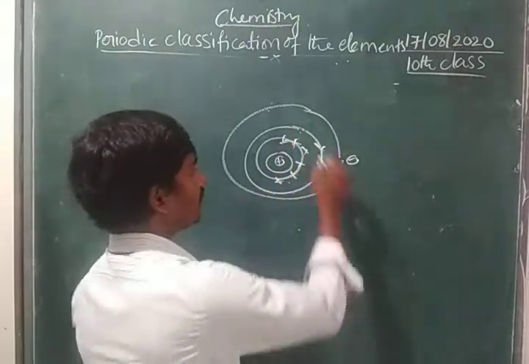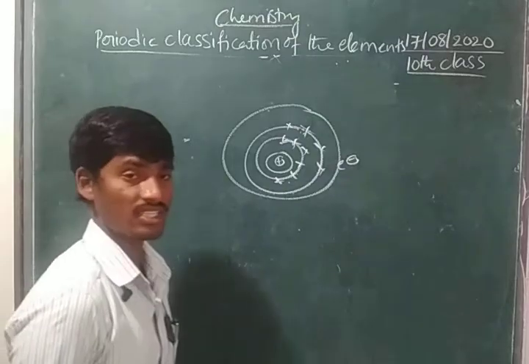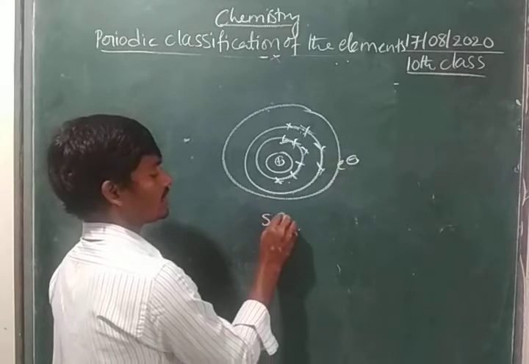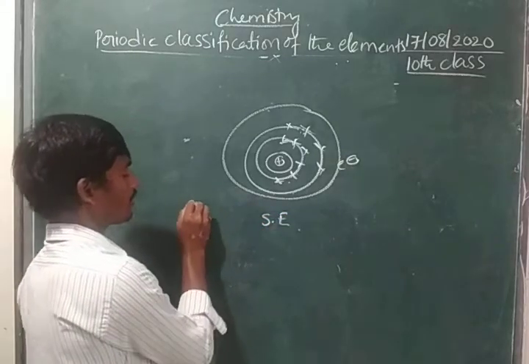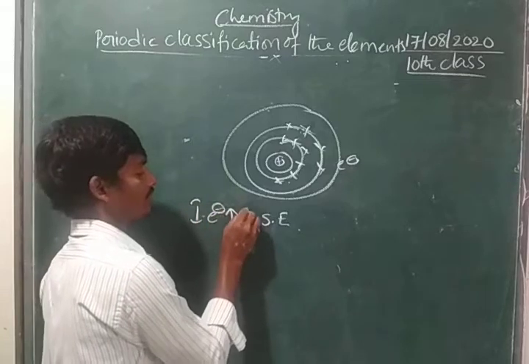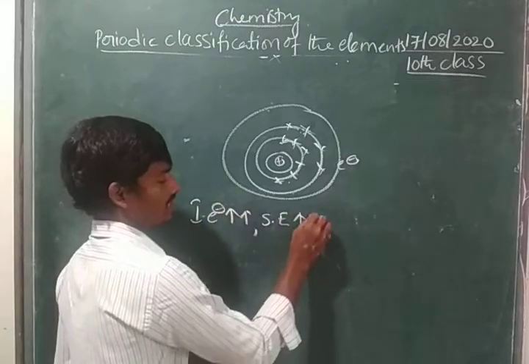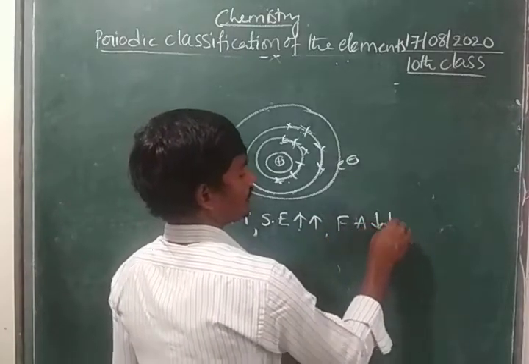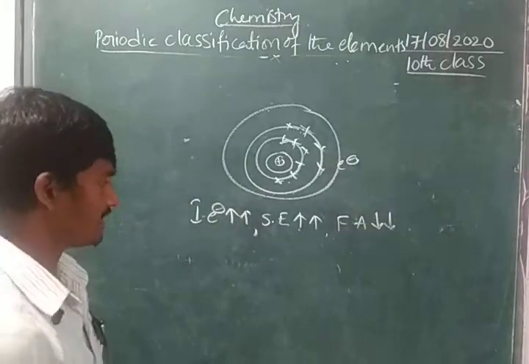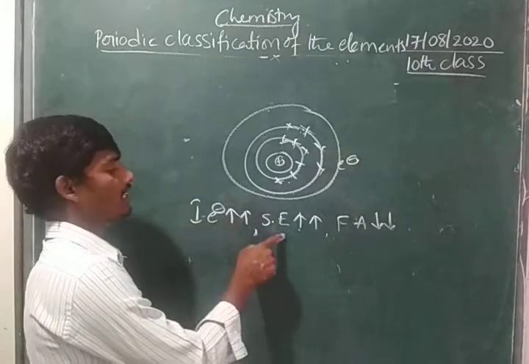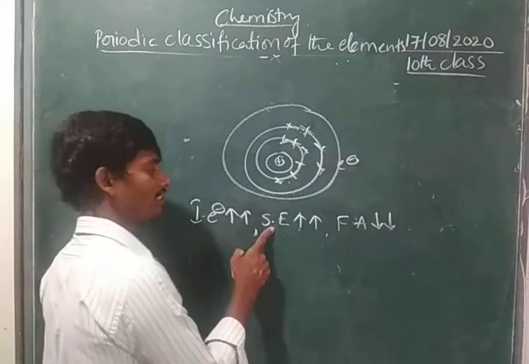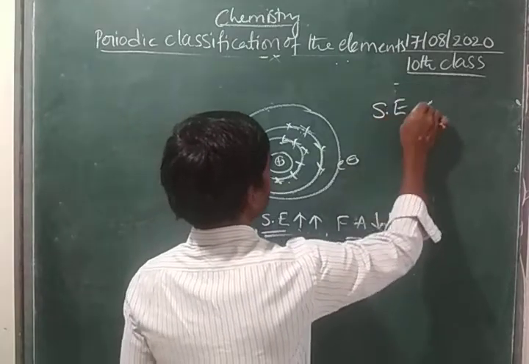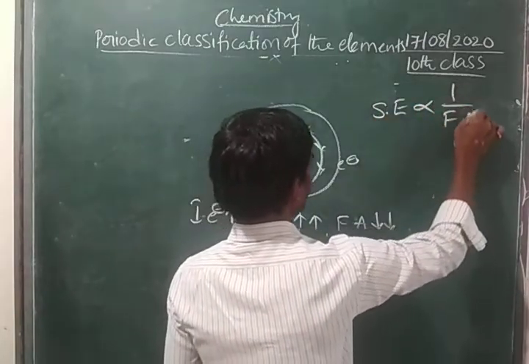When the number of inner electrons increases, the screening effect increases. When the screening effect increases, the force of attraction decreases. That means the number of inner electrons is directly proportional to the screening effect, and the screening effect is inversely proportional to the force of attraction.